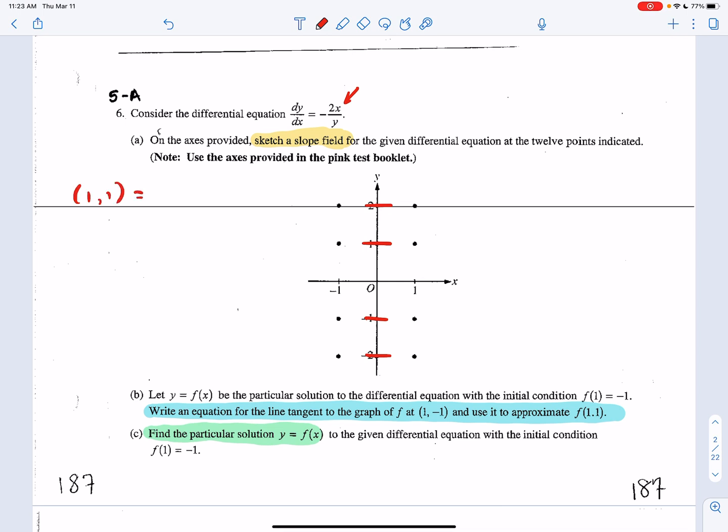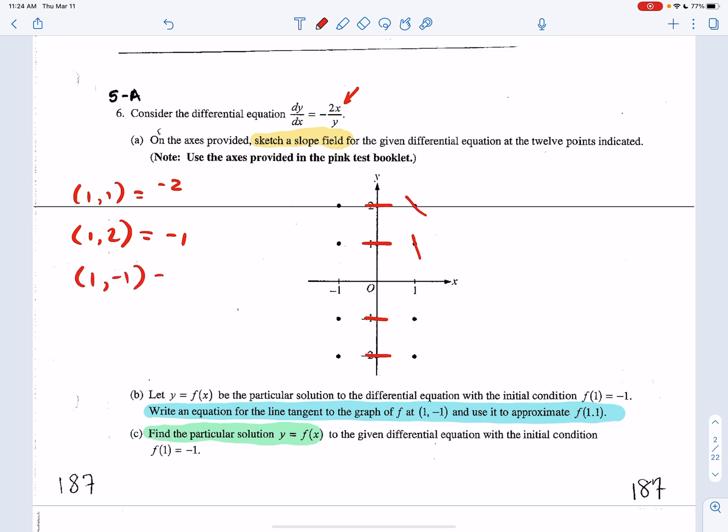and you can decide to write this out or not, but all they're going to do is look at your slope field. They're not going to look at your work, okay? But I'm going to write it out just to show you guys. So 1, 1 should give me -2, okay? Which is a negative slope that's steep. So I'll draw something like that. 1, 2 would give me -1. So negative, but not as steep, so more horizontal than the previous one.